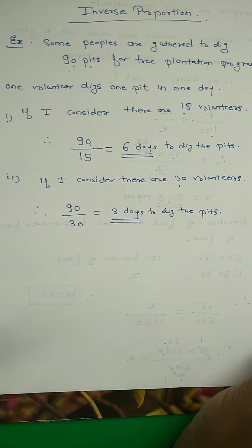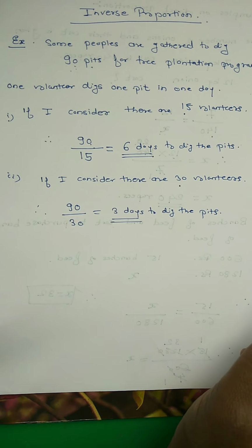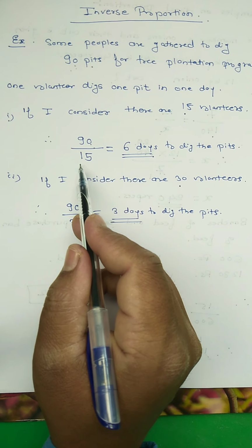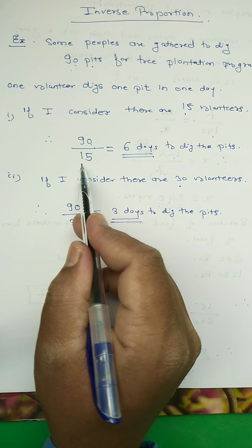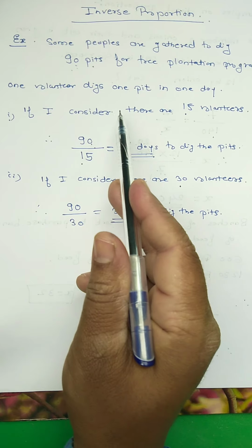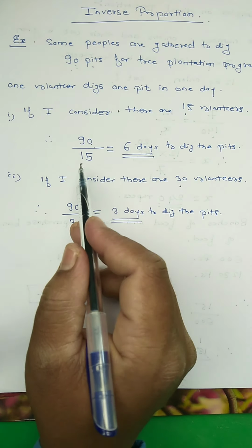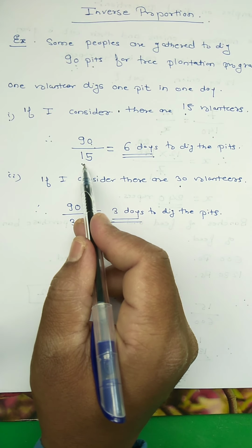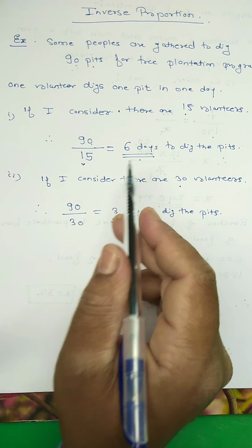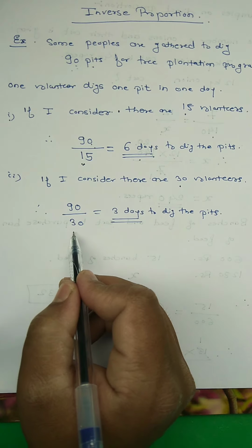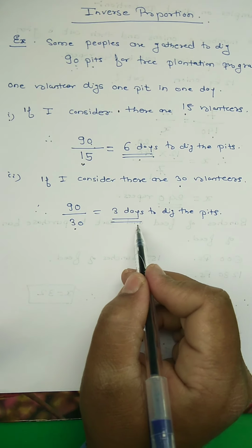What you are understanding from this example is that if I increase the number of volunteers, then in the first case, with one volunteer, 90 days are required. In the second case, with 15 volunteers, 6 days are required. In the third case, with 30 volunteers, 3 days are required.